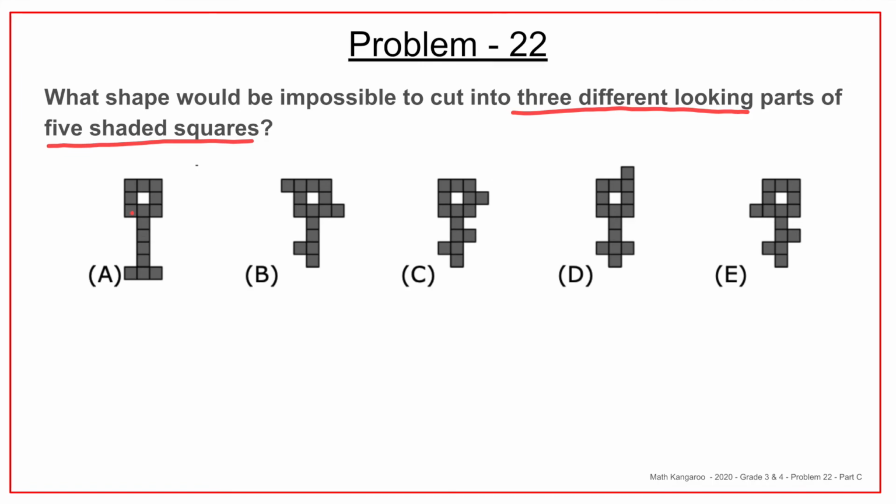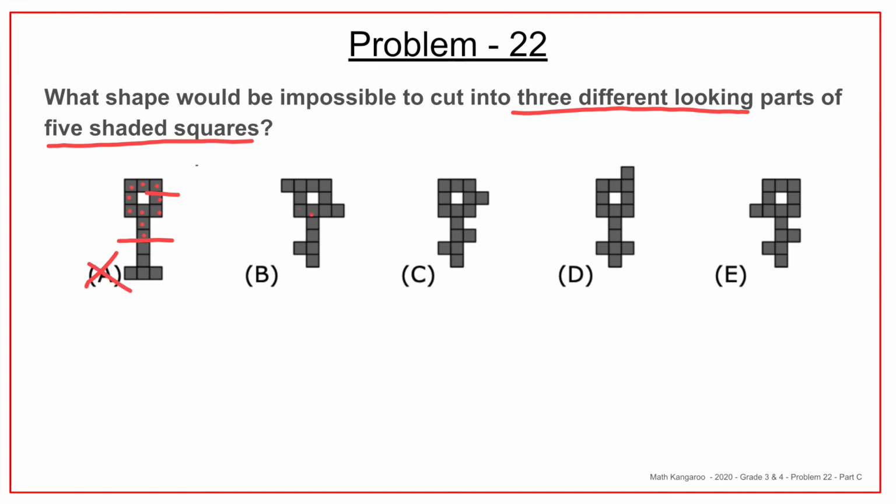So let's take option A. We say 1, 2, 3, 4, 5. We cut it from here. 1, 2, 3, 4, 5. This is impossible. It's different. It will always be different. From wherever you cut, it will always be different. So this is not our answer.